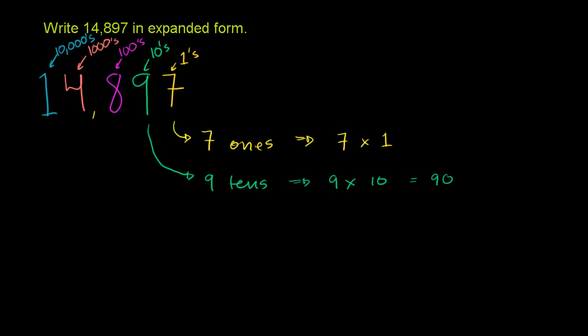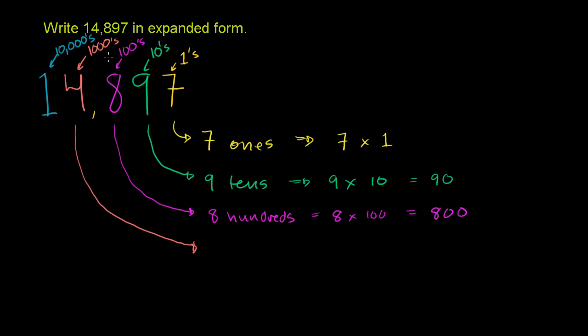So then we have our 8. Our 8 represents, we see it's in the hundreds place, 8 hundreds. Or you could view that as being equivalent to 8 times 100, 100, not 1,000, or 800. And then the 4. I think you get the idea here. This is in the thousands place. It represents 4 thousands, which is the same thing as 4 times 1,000, which is the same thing as 4,000.